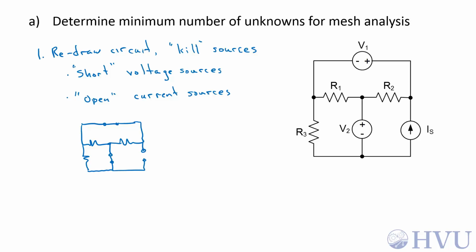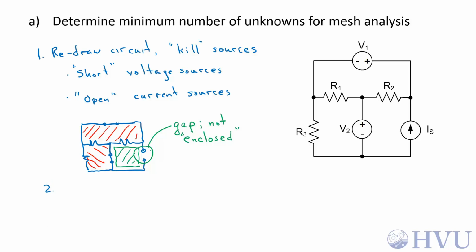Now I identify remaining enclosed non-overlapping areas. So this area is enclosed. This area is also enclosed, and no part of it overlaps the first area. This area over here is not enclosed. It contains this gap. So we have two enclosed non-overlapping areas.